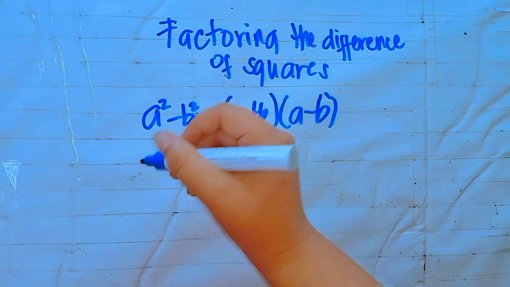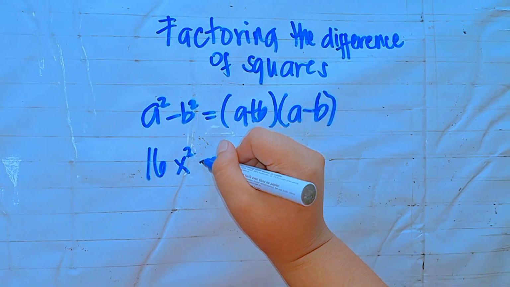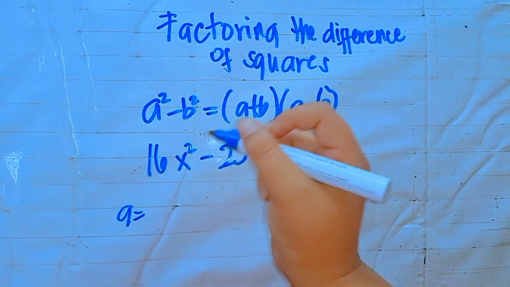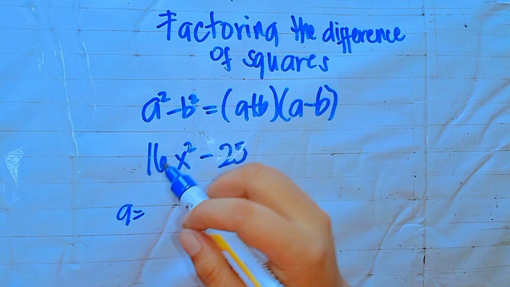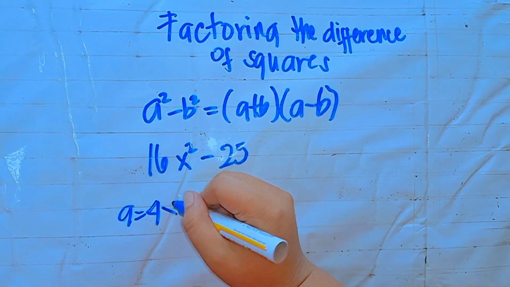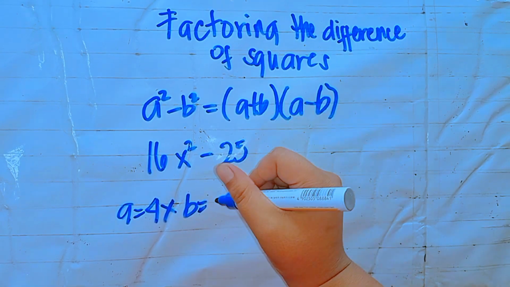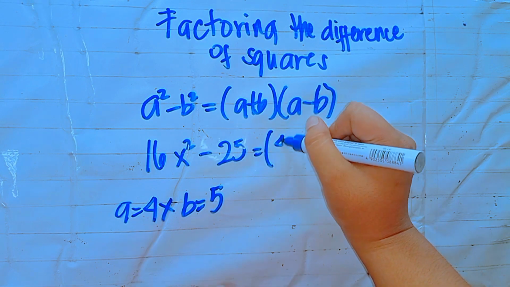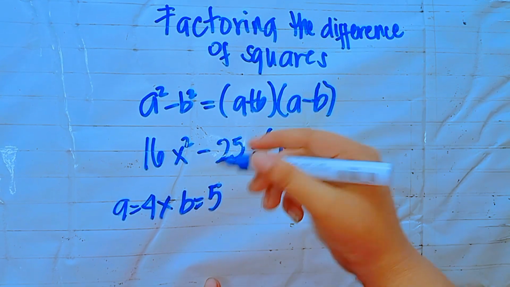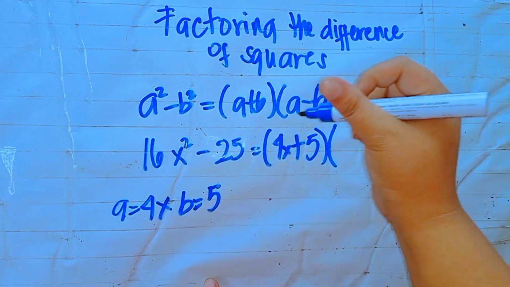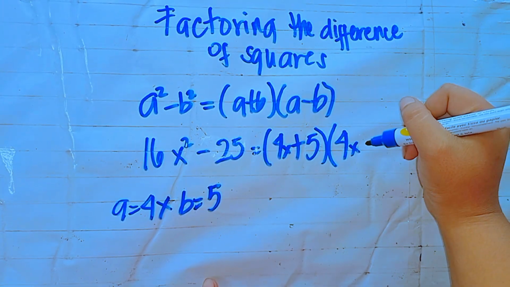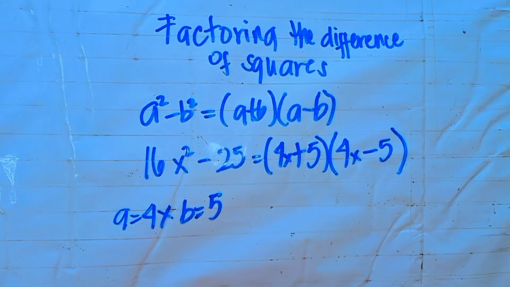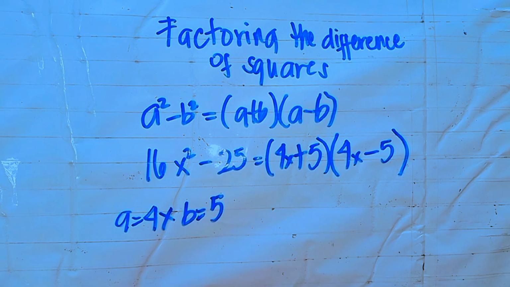We have the equation 16x squared minus 25. Let's find a and b first. a is equal to the square root of 16x squared, so we have 4x. Then b is equal to the square root of 25, so we have 5. Let's proceed. It's (4x plus 5) times (4x, and the negative sign copied, 5). And that's it. Factoring the difference of squares.